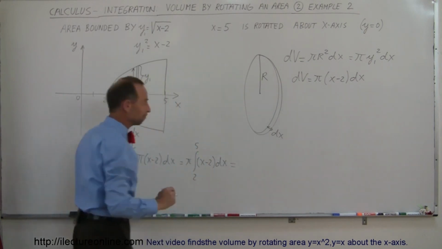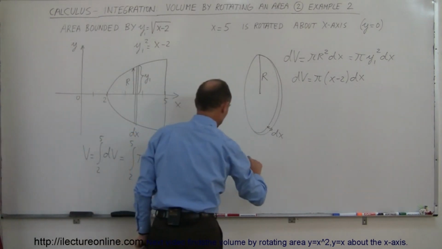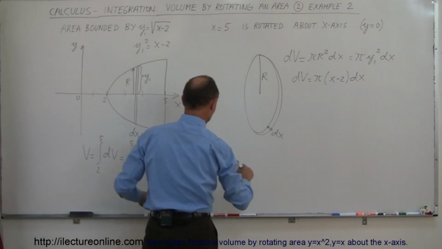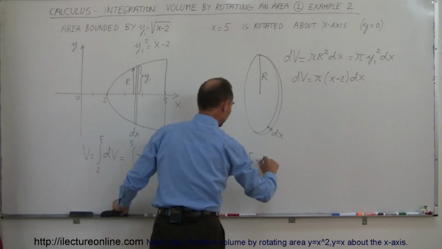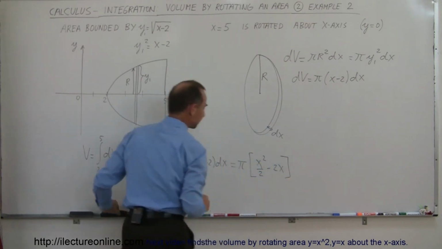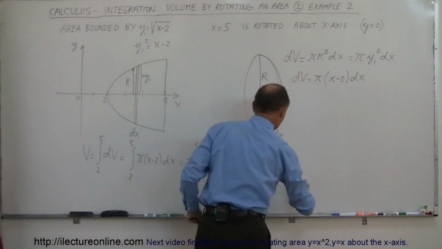And I'm ready to integrate. That's an easy integral, of course. So the integral of x would be x squared over 2. And I can't forget my pi. My pi is still there. So that's pi times x squared over 2 minus 2x. That would be the integral of x minus 2, and then the limits, of course, are from 2 to 5.